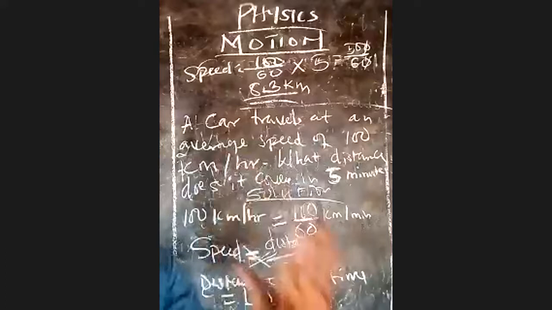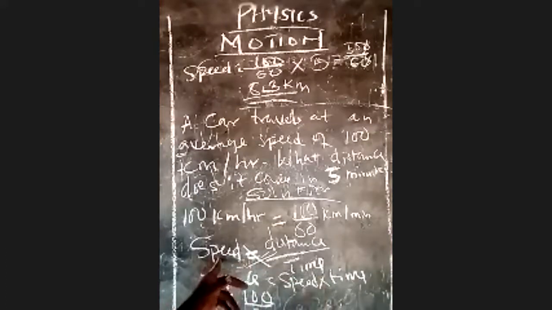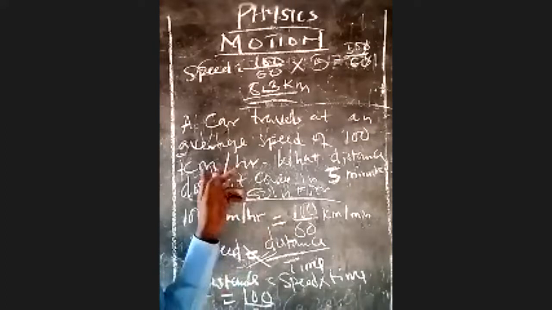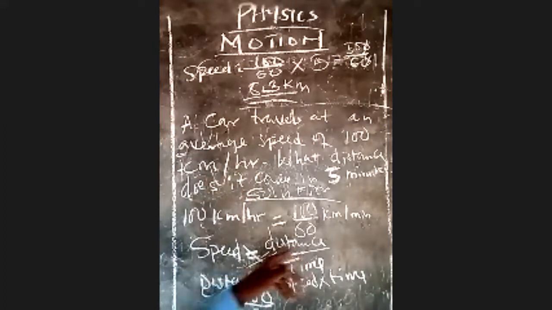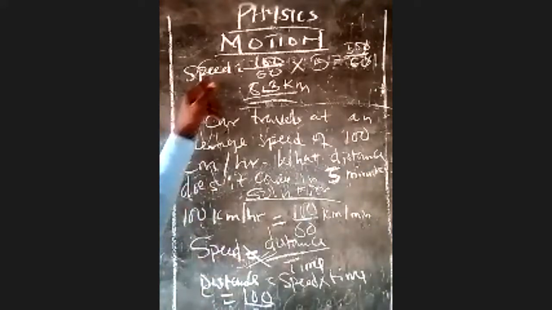100 kilometers per hour is 100 divided by 60. By dividing 100 by 60, we get the distance the car travels in a minute. It's about distance over time. This is the best formula we can use for the calculation: speed is distance over time. Speed is given, which is 100 kilometers per hour. Distance is not given. Time is given, 5 minutes.